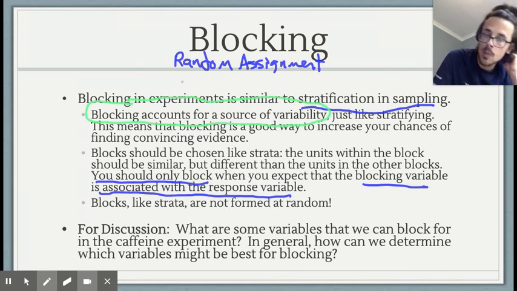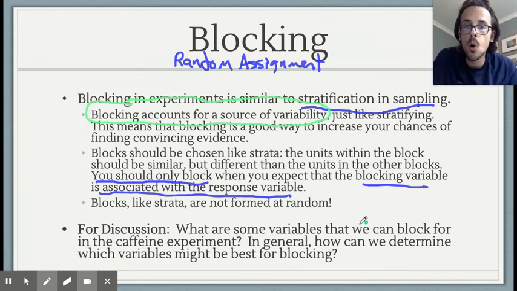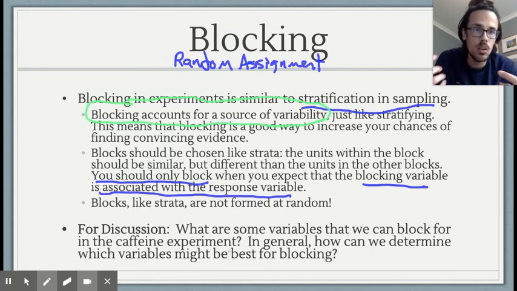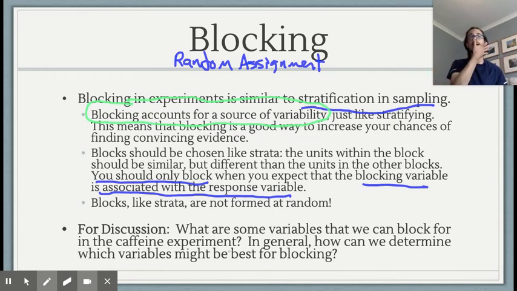All right, so something to think about here at the bottom. What are some variables that we can block for in the caffeine experiment that we did? So let's go with our hypothetical one we didn't actually do with the caffeine. So I'm going to give you guys cups of soda. So think about what would be a good choice of a blocking variable, okay? So a couple things we could do here now that you've thought about it. One, probably pretty good one, would be caffeine tolerance.